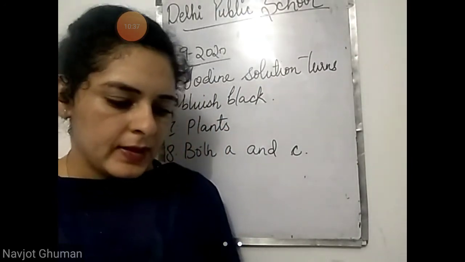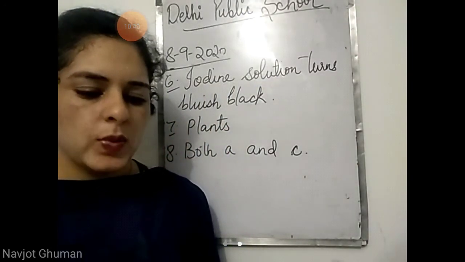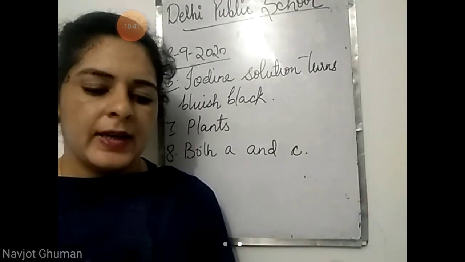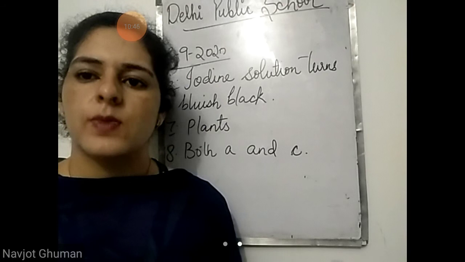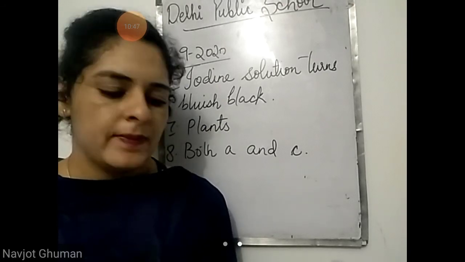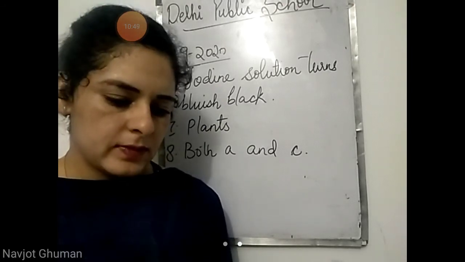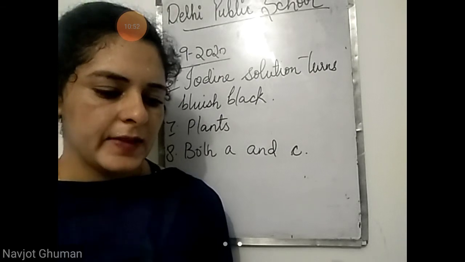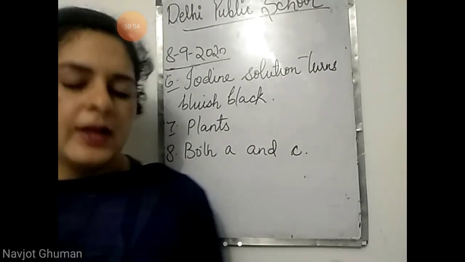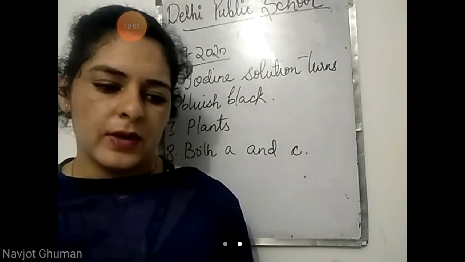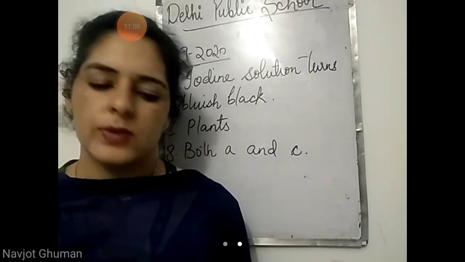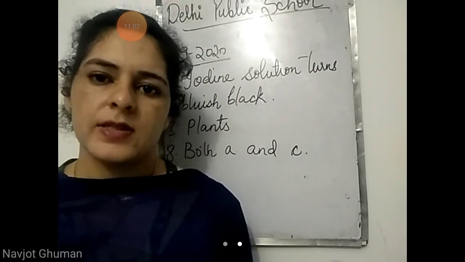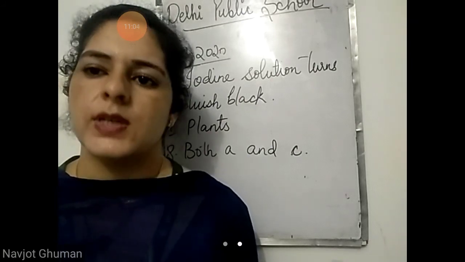Next, you have to do one activity at home, and you will submit that activity on Saturday, that is 12th of September, to me. What is that activity? You have to make a list of different foodstuffs that you eat during a particular day, and then analyze each of them for their nutrients.